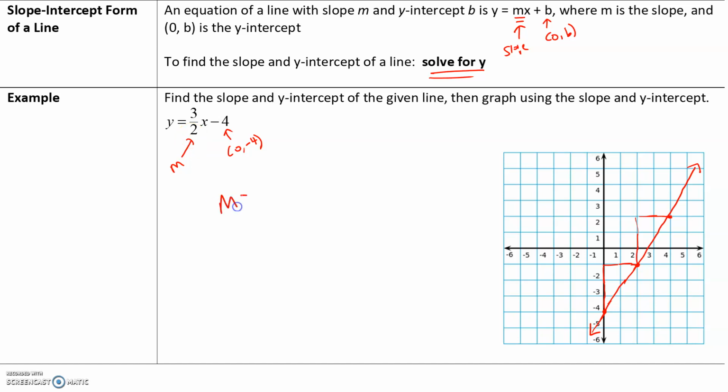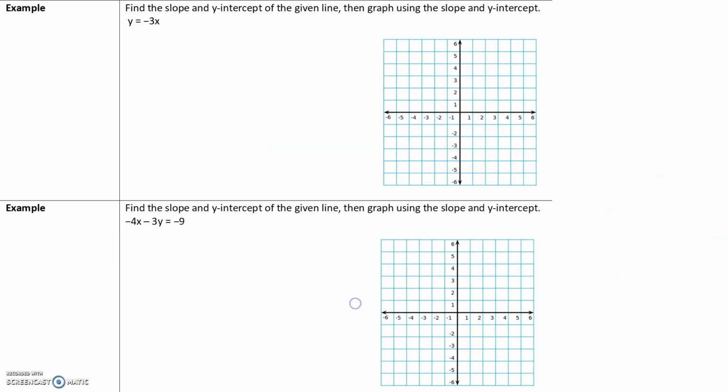Okay, so our slope m is 3/2, and our y-intercept is 0, -4. Let's take a look at the next one. Find the slope and y-intercept of the line, and then graph using the slope and y-intercept.